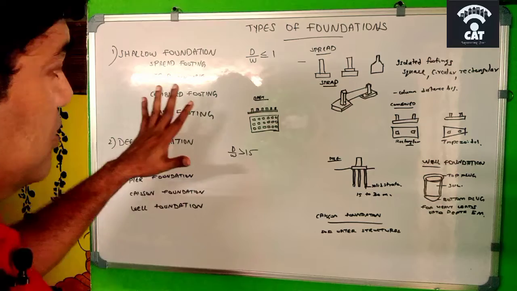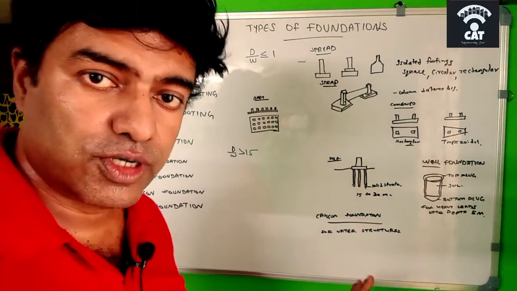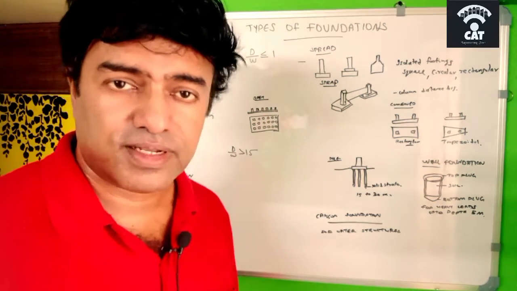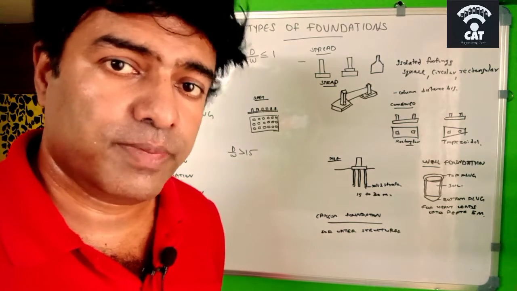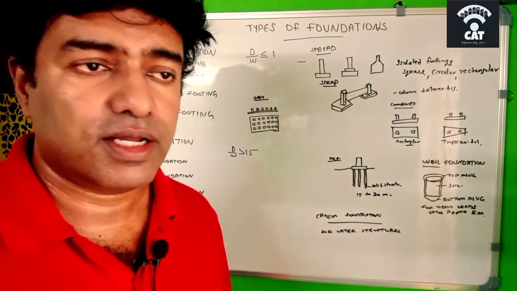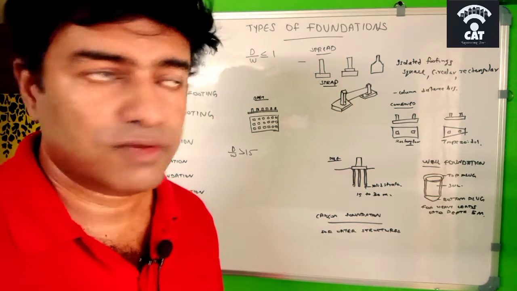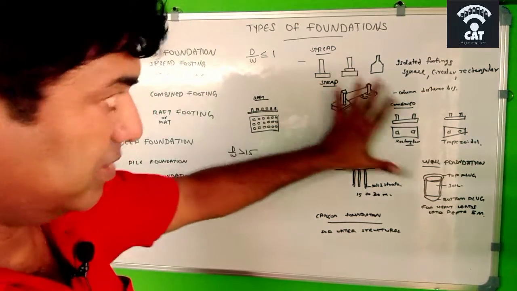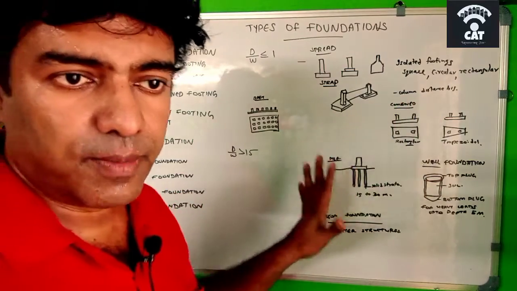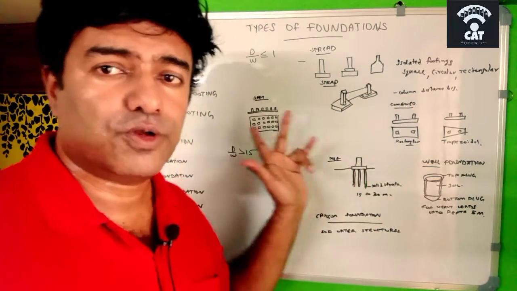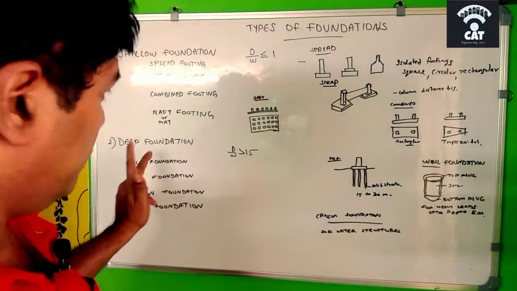In all this shallow foundation, we can do shallow foundation only when we test the soil. The soil test has to be done to know the bearing capacity of the soil, and then we know that the soil has enough capacity to take the full load of the building. Then we go for the shallow foundations like this. Okay, if the bearing capacity is very less, then we have to go for deep foundation.